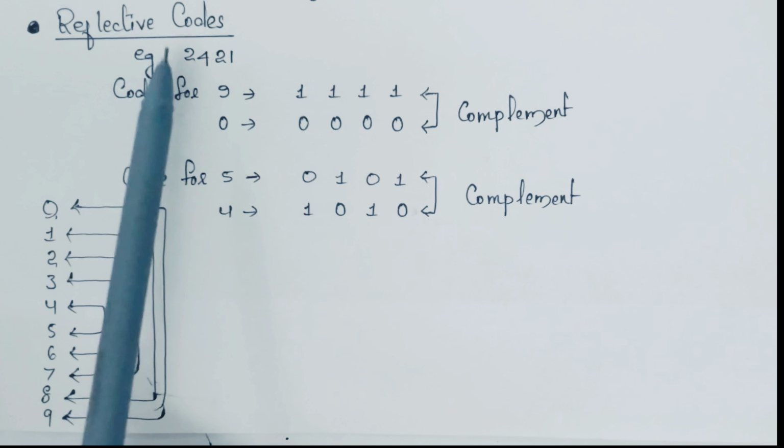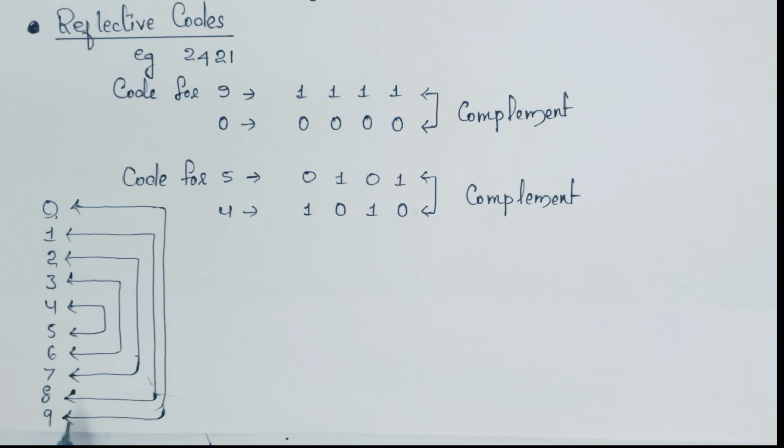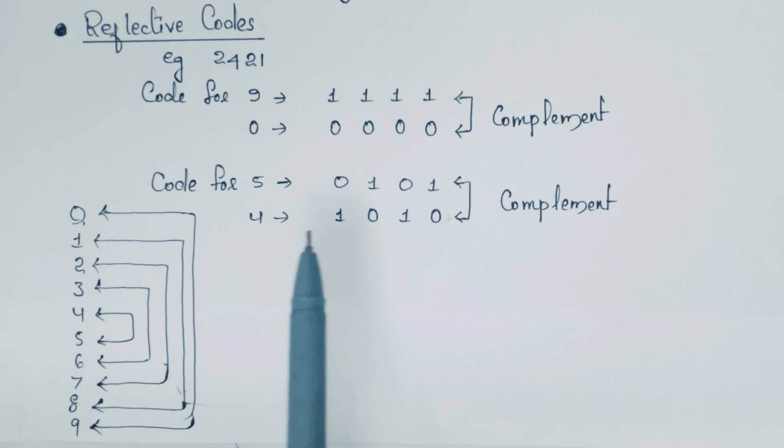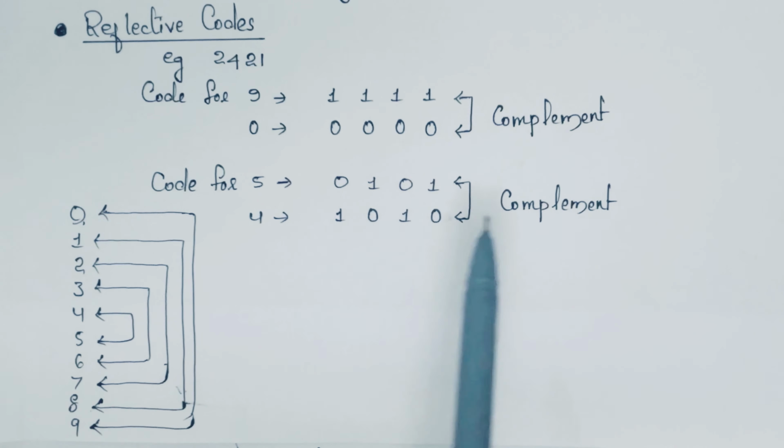A code is said to be reflective when the code for 9 is the complement of the code for 0, the code for 8 is the complement of the code for 1, the code for 7 is the complement of the code for 2, the code for 6 is the complement of the code for 3, and the code for 5 is the complement of the code for 4. Examples are 2421, 5211 BCD codes and XS3 code.